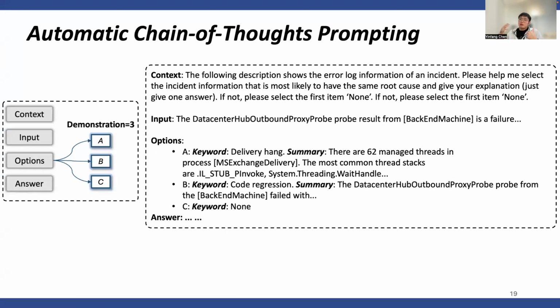For this example, the number of demonstrations for this CoT prompting is 3. Basically, we provide 3 choices for the large language model. A and B are similar incidents in our database with the root cause label. And option C is a non-option, basically a dummy option. If the large language model cannot believe that the root cause of A or B is a correct answer for the incoming incident, then it will choose C. So that is the chain of thought prompting for us.